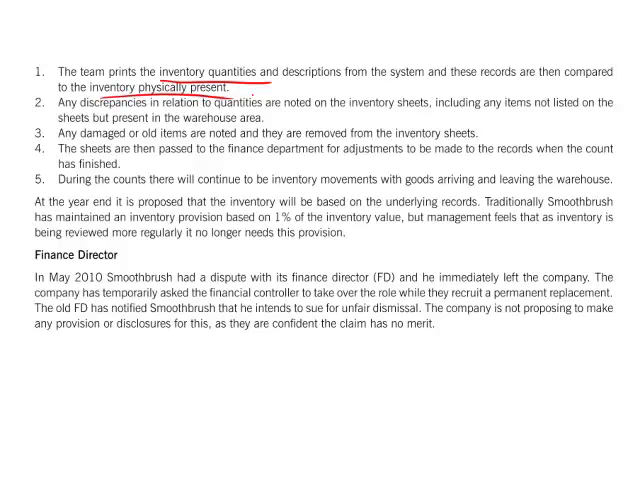Much better if the inventory is counted without that information, then you compare it back to the inventory sheet, the book inventory. Any discrepancies are noted on inventory sheets, including any items not listed in the sheets but present in the warehouse area. Well, that's fine. That's looking at both missing and additional items there. Any damaged or old items are noted and they are removed from the inventory sheets.